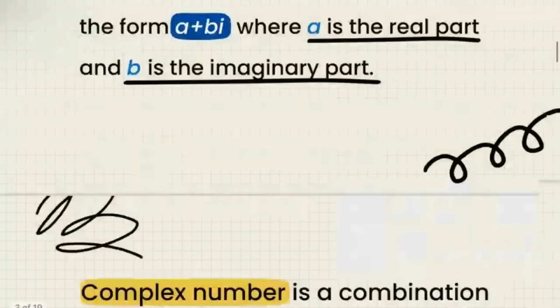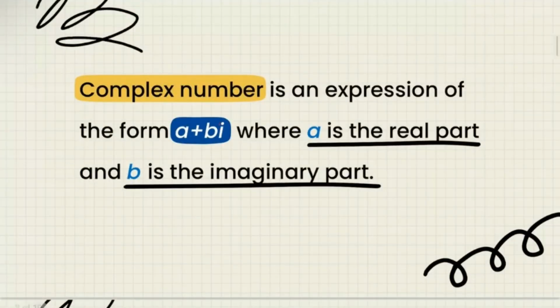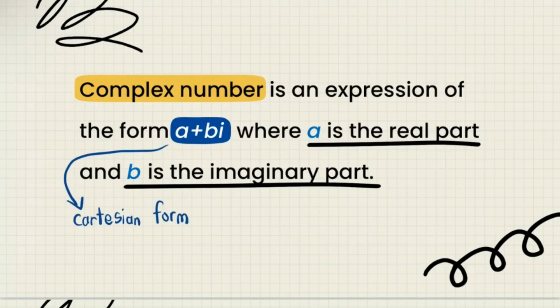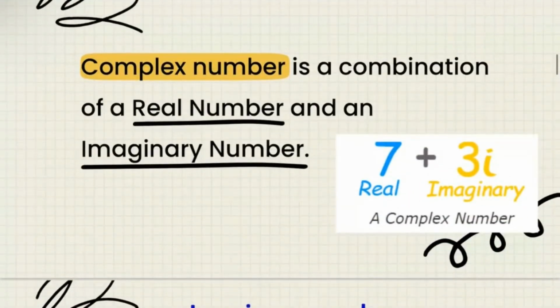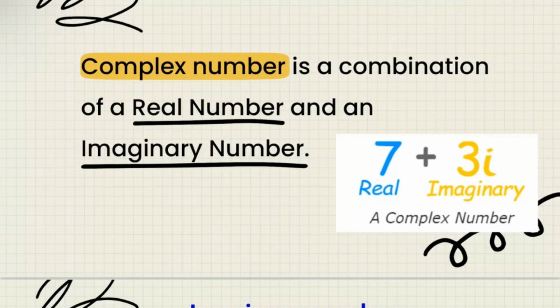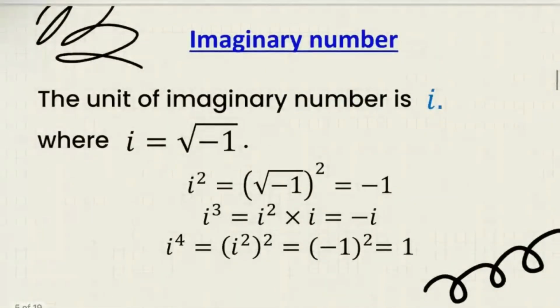So tadi kita dah tengokkan the first definition. We write complex number in the form of A plus BI. So this is actually what we call as Cartesian form. Okay, so kalau kita tulis dalam A plus BI ataupun sometimes ada juga yang akan label sebagai X plus YI, so dia adalah benda yang sama. So kita ada real part, kita ada imaginary part. So this is real part, this will be the imaginary part.